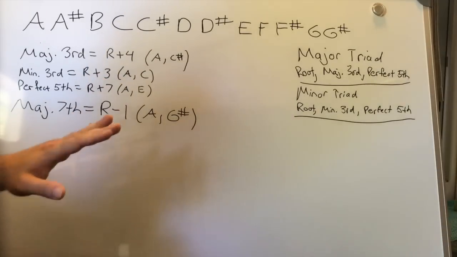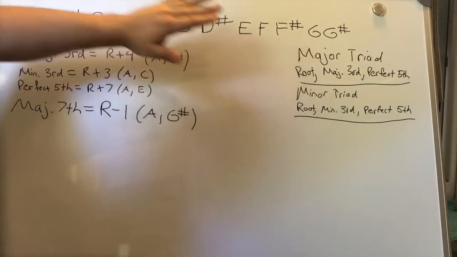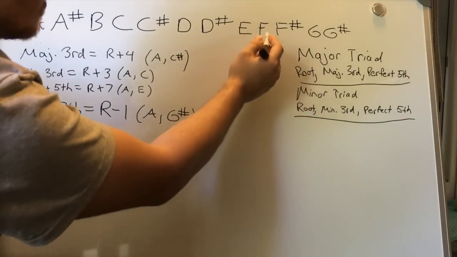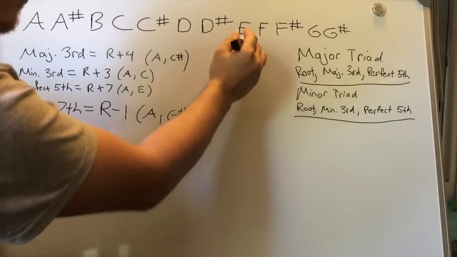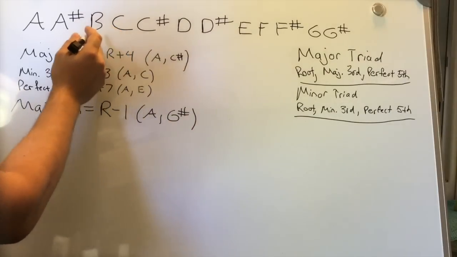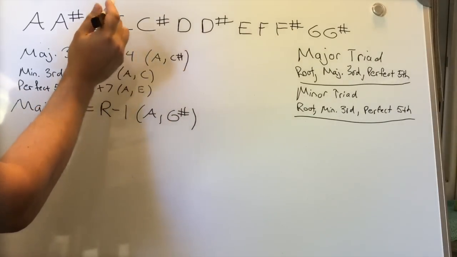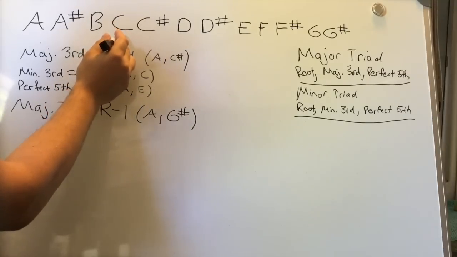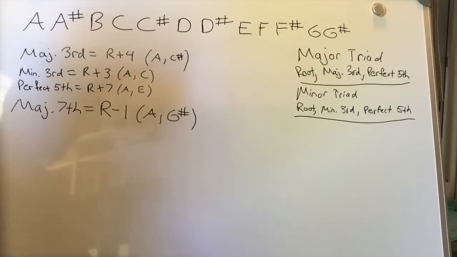So right now, you should be able to tell me the major seventh of any note. If I ask you the major seventh of F, you should be able to tell me that it's E. If I ask you the major seventh of C, you should be able to tell me it's B. Because if this is our root note, we go back 1, it's B.